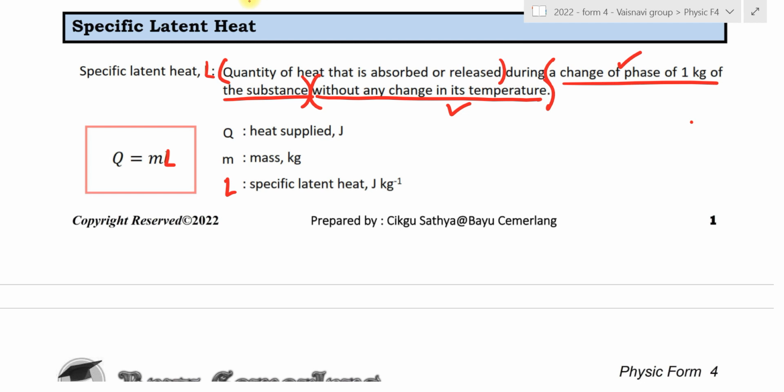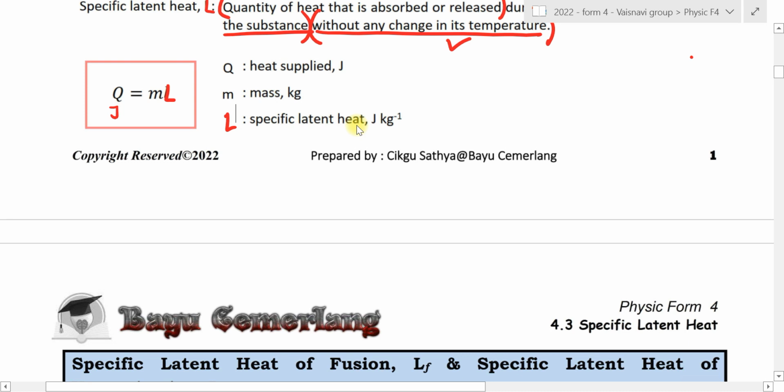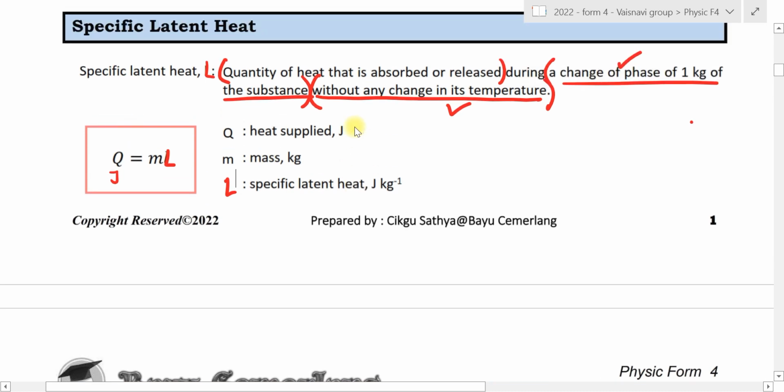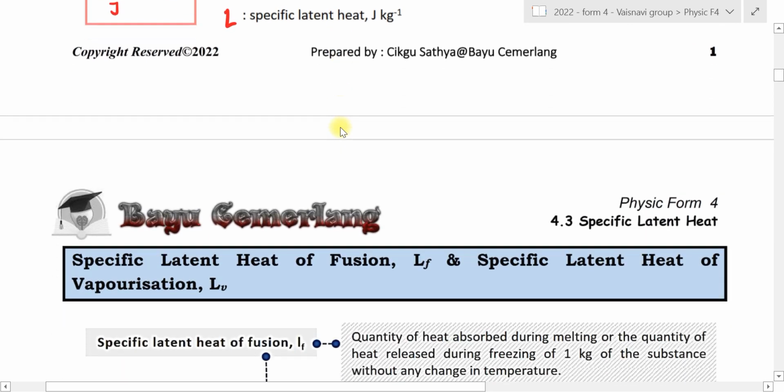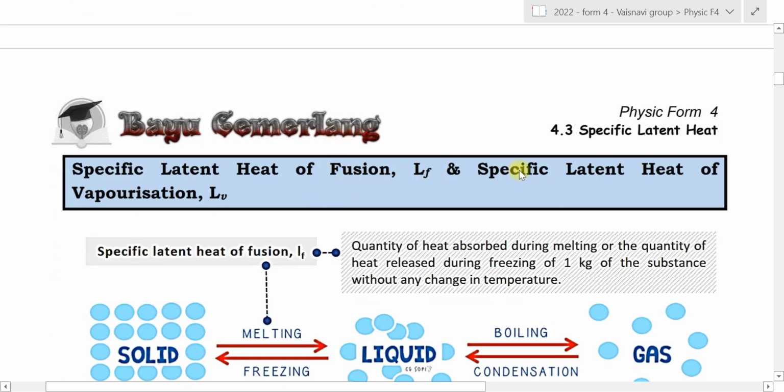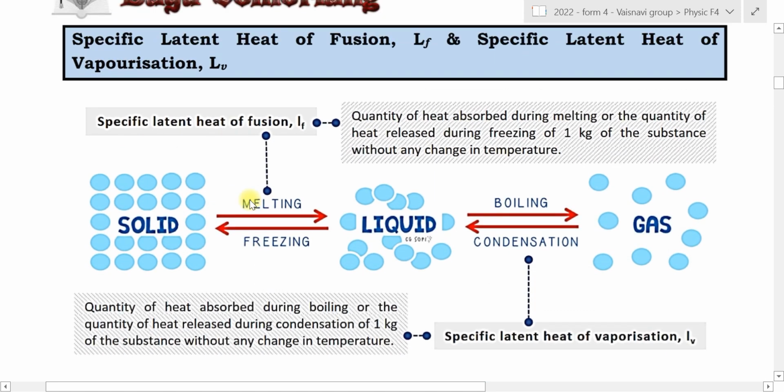So, the Q is heat energy lah kan. Jadi, joule lah dia punya unit. M is mass, kg. L is specific latent heat. Okay, specific latent heat. Jadi, kita tahu specific latent heat ni very specific to a substance. Ada 2. Specific latent heat of fusion, specific latent heat of vaporization. Kita tengok. Specific latent heat of fusion. Fusion ni apa dia? Either melting or freezing.